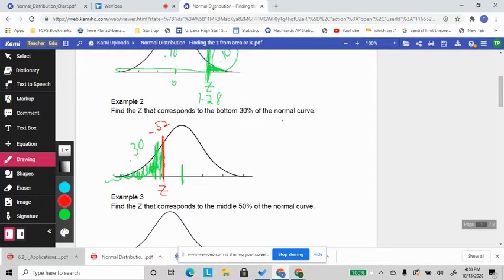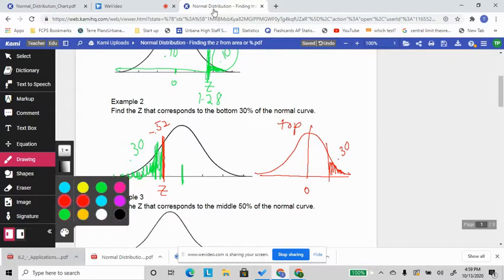top 30%. So if I asked you to find the top 30%, watch what happens. So these are the people that are in the bottom 30% of times or scores. These people would be in the top 30%. Okay, so that's 30. Draw a Z in the line in the sand. That's what we're trying to find. That's 30, right?